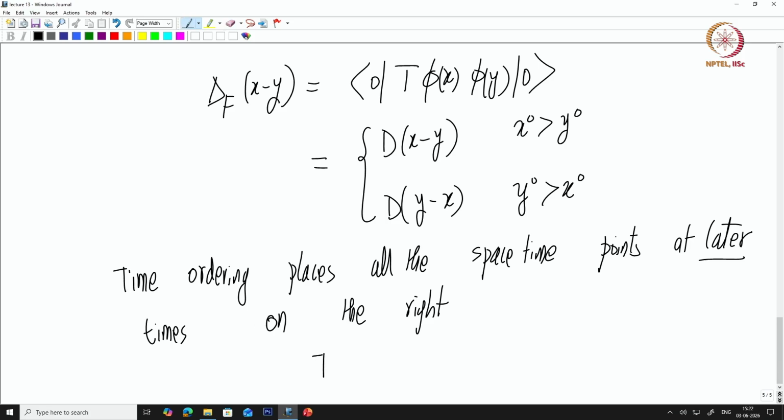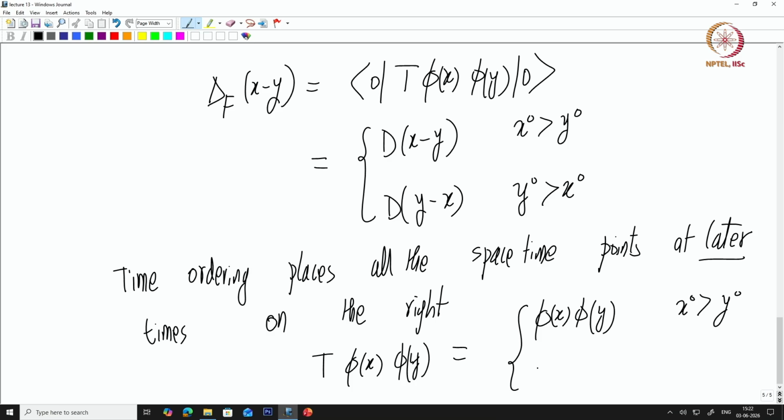For example, I am repeating this definition which we have seen already. So time ordering of phi x phi y is equal to phi x phi y for x0 greater than y0. I am going slightly faster because we have covered this.